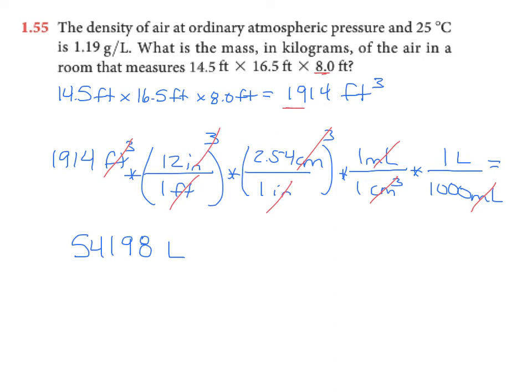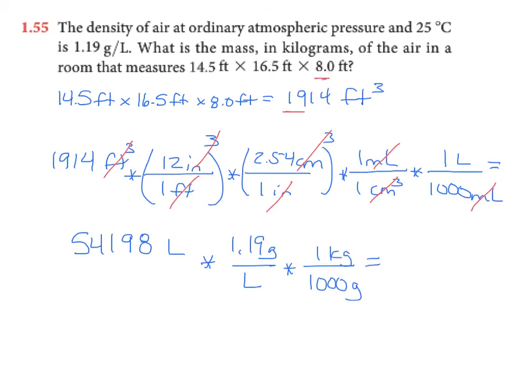So I'm in liters. I know that I ultimately want to get to kilograms. At this point, I can use the density as a conversion factor because I know that there are 1.19 grams for every liter. That's the density of the air. What unit is that going to come out in? Grams, because I'm canceling out my liters. What unit did my problem want the answer in? Kilograms. So one more conversion factor. I know that there are 1,000 grams in a kilogram.